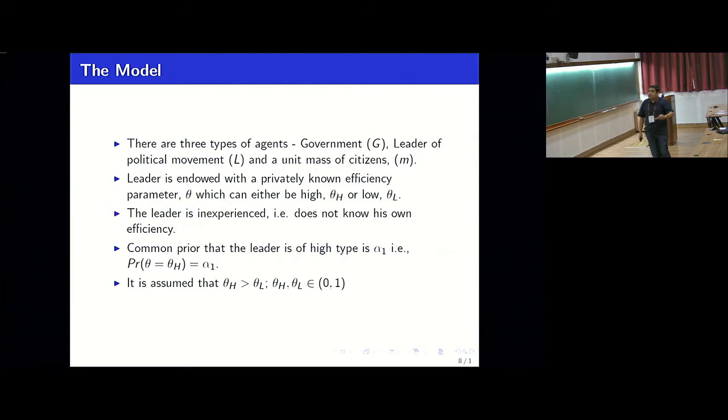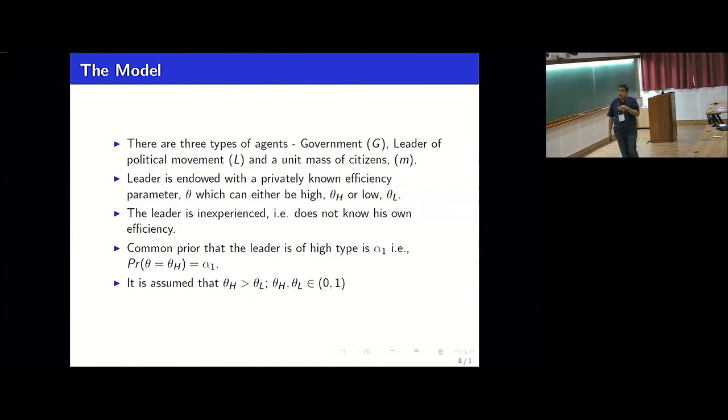As I said, there are three types of agents: the government G, the leader L, and a unit mass of citizens, represented by M. The leader is endowed with an efficiency parameter theta, which can be either high or low. It's the ability of the leader, who might be a high ability leader or a low ability leader, and that's privately known.